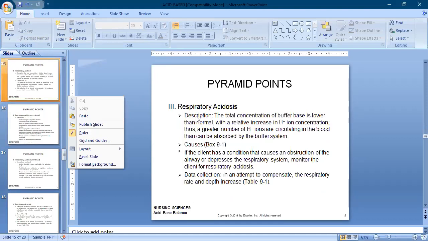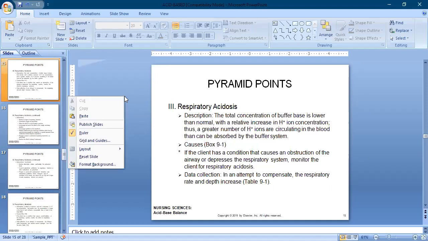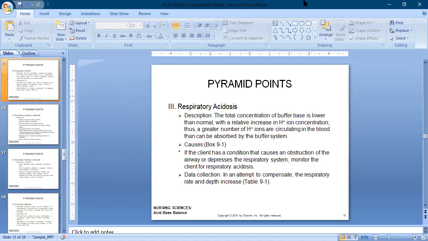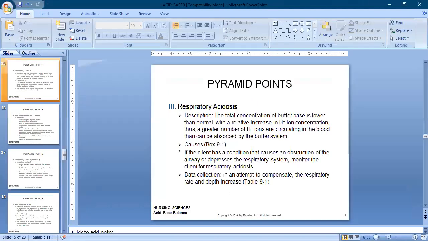There is some basic talk about respiratory acidosis. The body's total concentration of buffer base is lower than normal, with a relatively increased hydrogen ion concentration. Thus, a greater amount of hydrogen ion is circulating in the blood than can be absorbed by the buffer system. And also the client has a condition that causes obstruction of the airway or depresses the respiratory system. Monitor the client for respiratory acidosis.